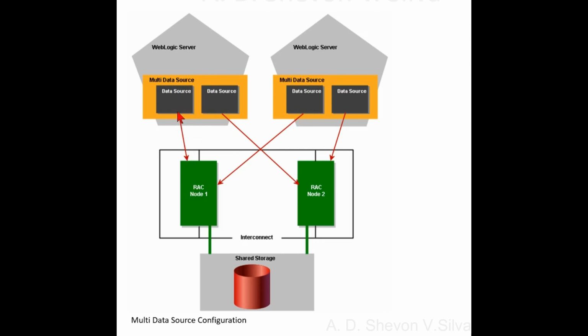This data source is connected to RAC node 1. Here this data source is connected to RAC node 1, and these two data sources are connected to RAC node 2. Here RAC nodes interact with shared storage. Here the RAC nodes are node 1 and node 2, with an interconnect.